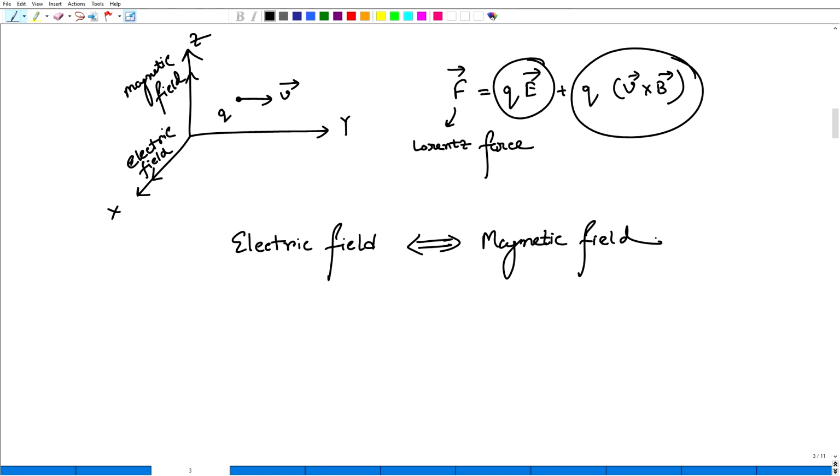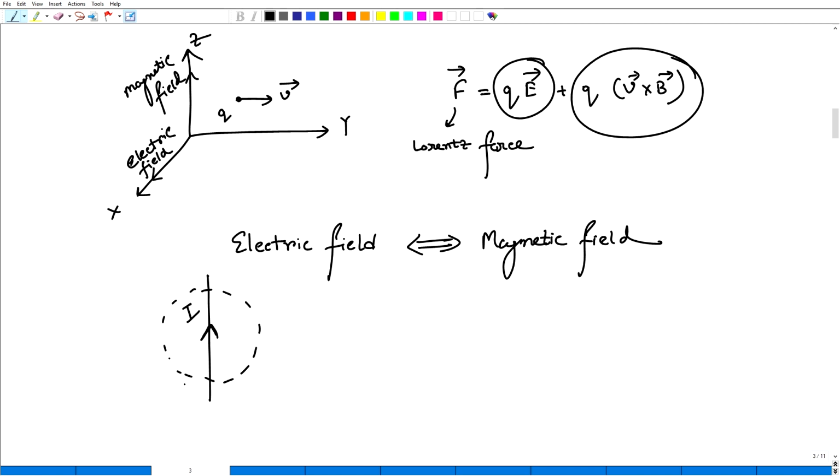Because if there is an oscillating or accelerating electric field, that produces a magnetic field, and vice versa: if there is a changing magnetic field which is changing with time, that can also create a magnetic field. Just like if a current flows through this wire, then around the wire, because the current is flowing, the electric field is also changing with time.